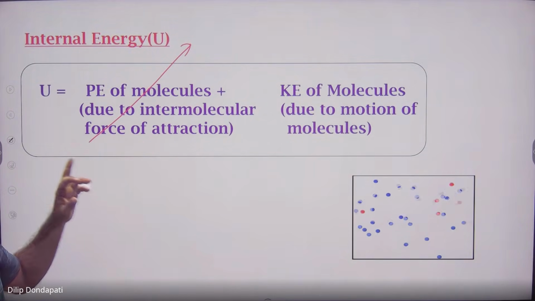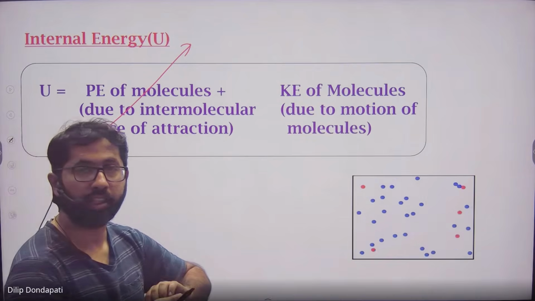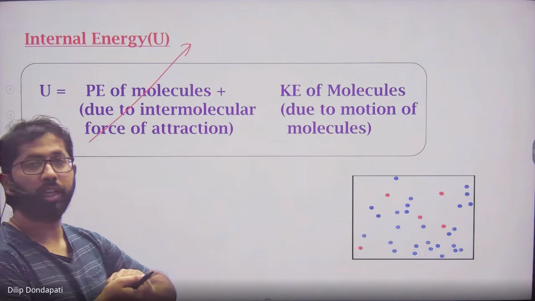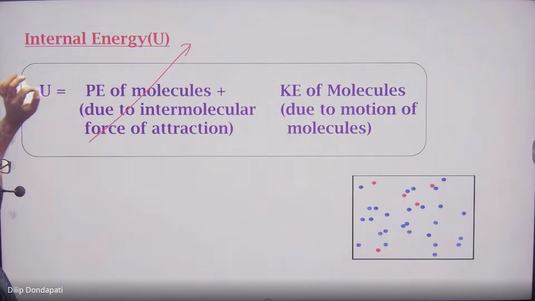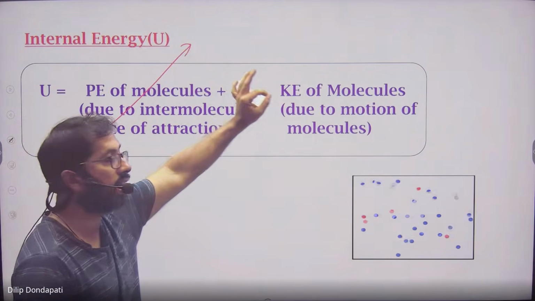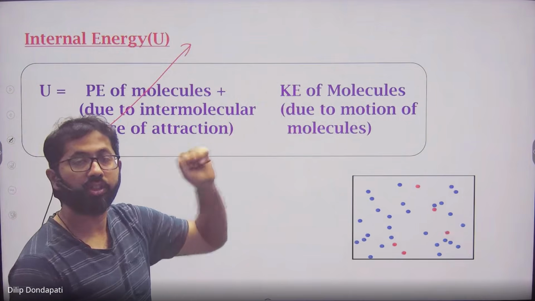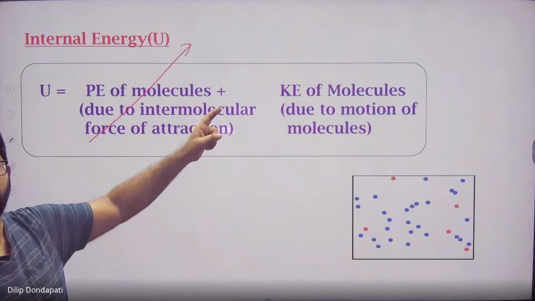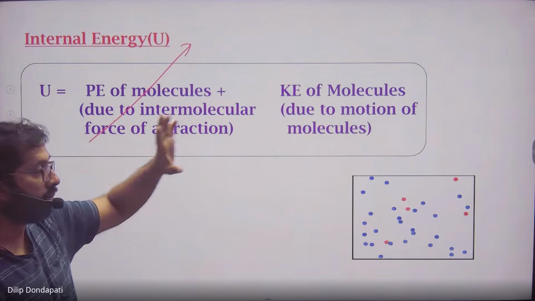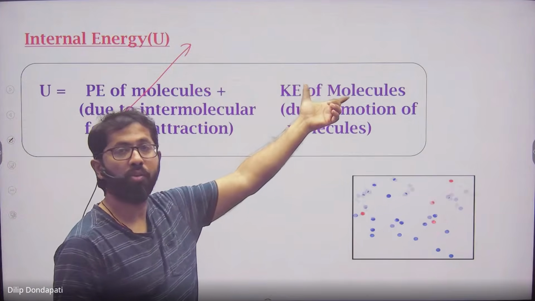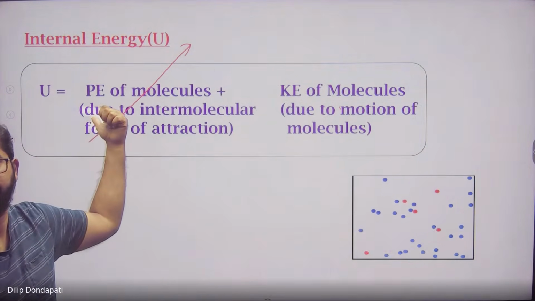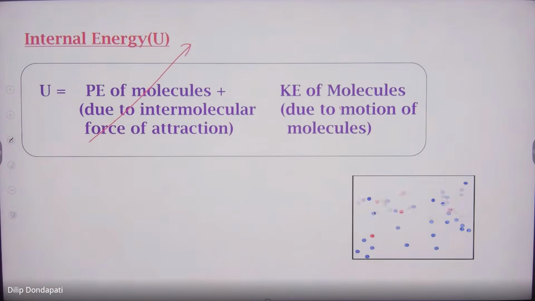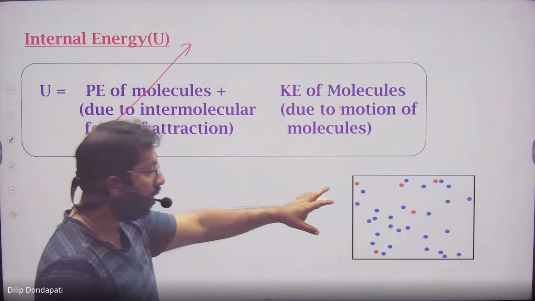Because for an ideal gas, there is no force of attraction between them. If there is no force of attraction between them, there is no potential energy. So therefore, internal energy depends on the kinetic energy of the molecules only. So what is internal energy for ideal gas? It is only the kinetic energy of the molecules. Indirectly, if you find the formula for kinetic energy of the molecules, then the formula of internal energy will be ready. Okay. Now, in kinetic energy the molecules are moving, right?